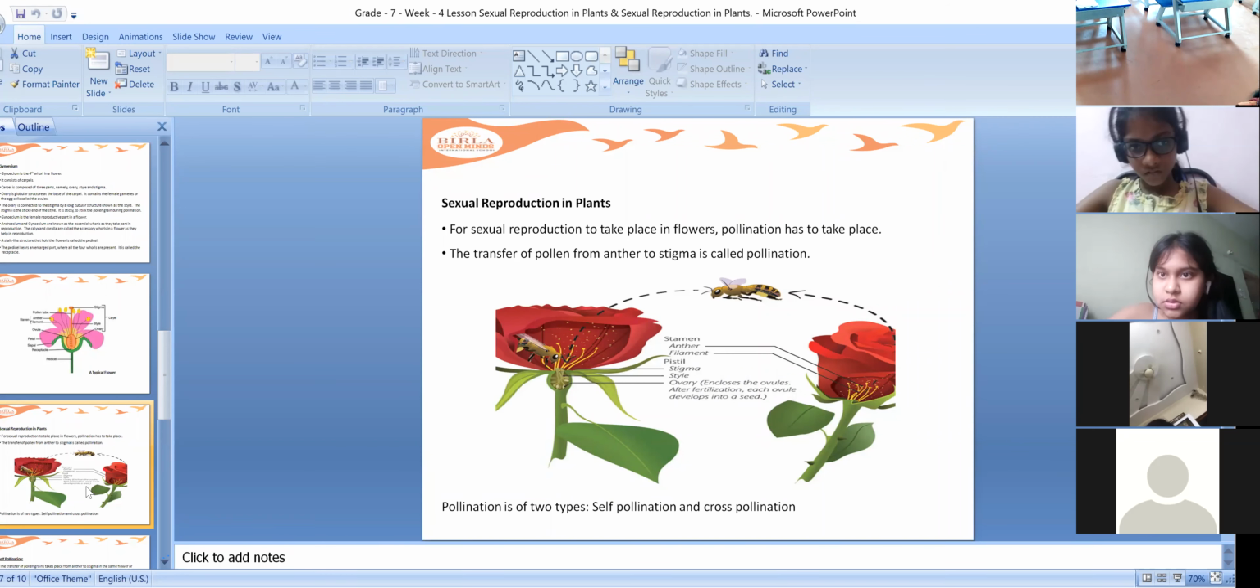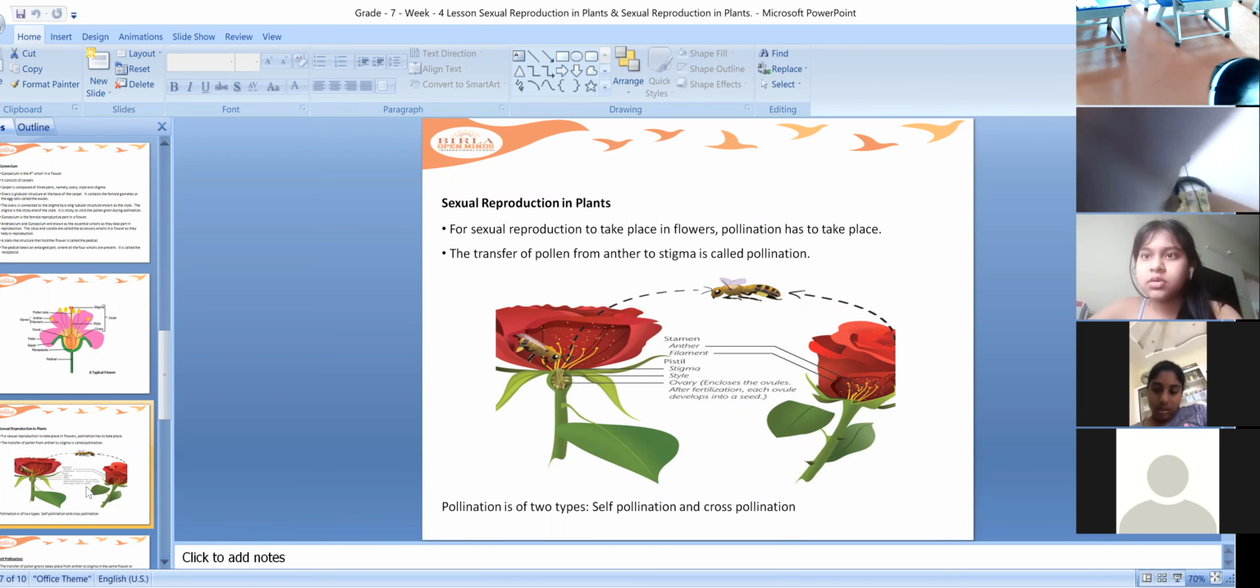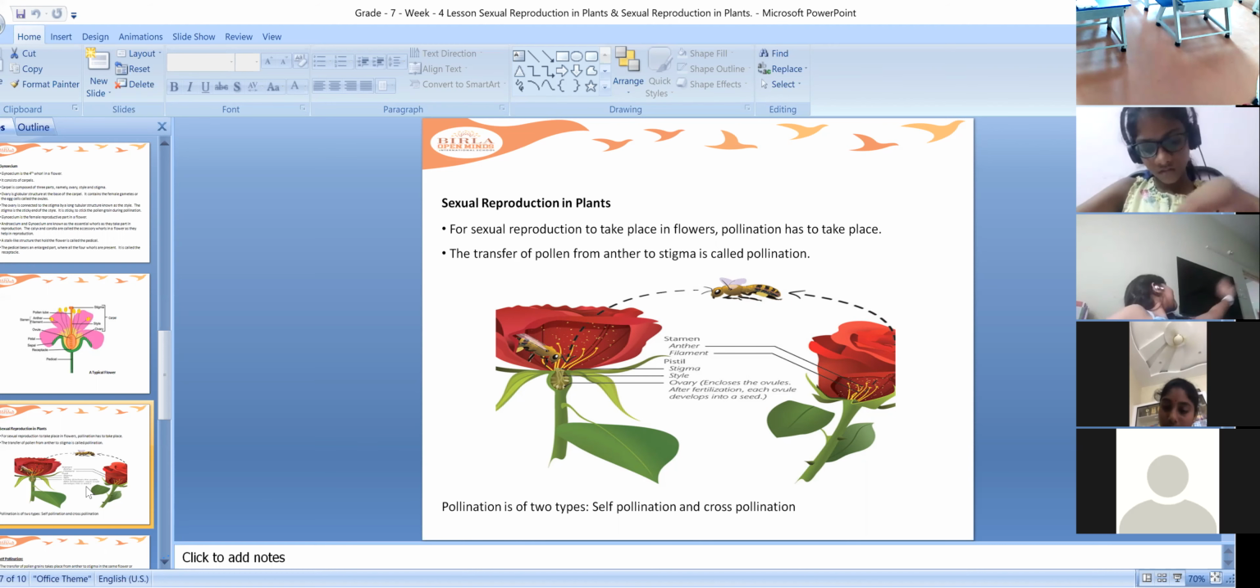You can see this sexual reproduction takes place in flowers. Pollination has to take place first. So this bee will be the carrier. This bee will be responsible for the pollination. It carries the pollen grains from one flower to another. Pollination is the transfer of pollen from anther to stigma. These are the reproductive organs. There will be a transfer and the pollination takes place. Like this, the reproduction takes place.